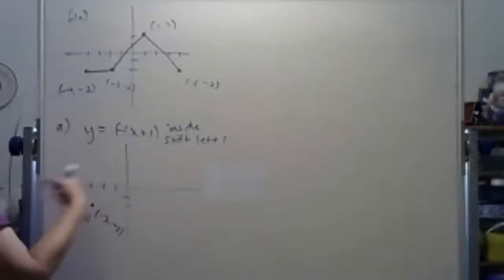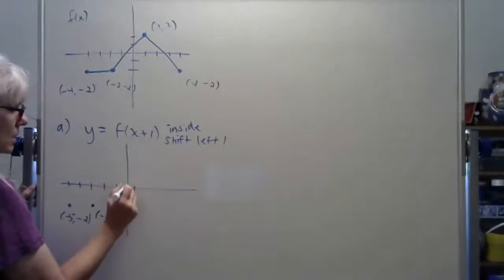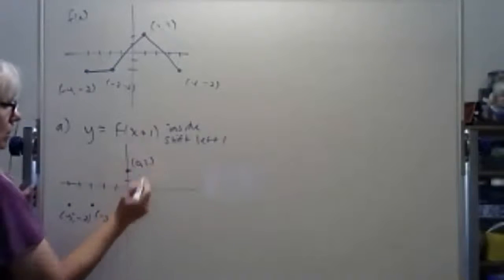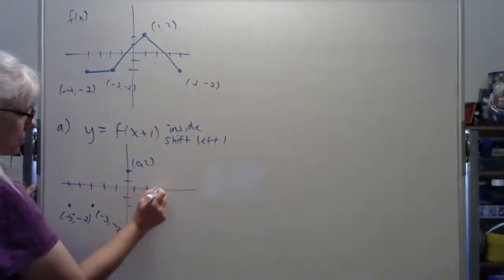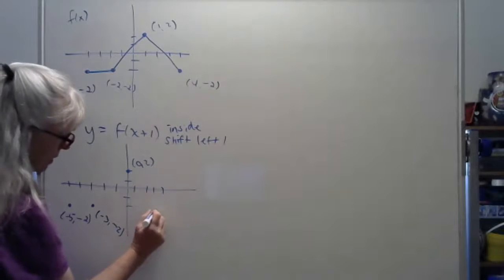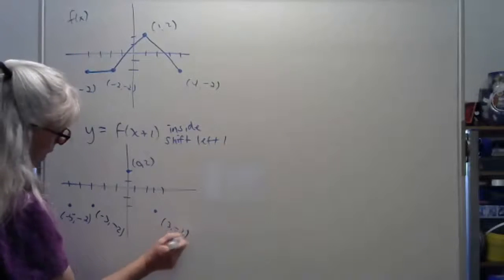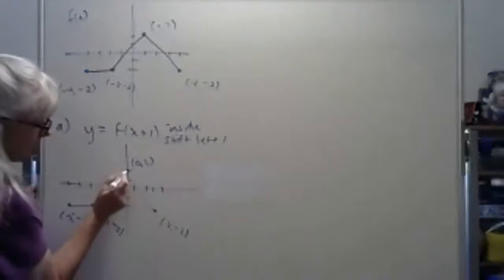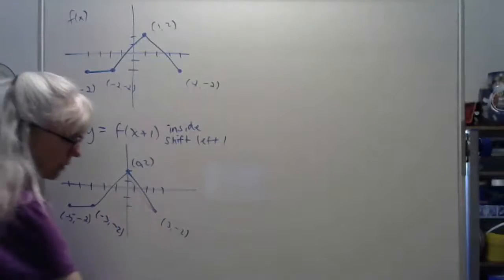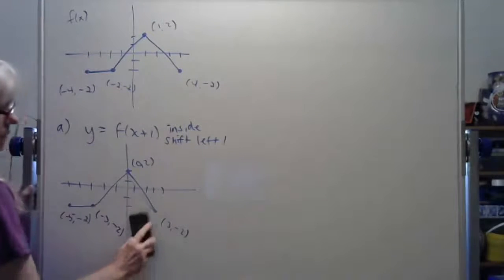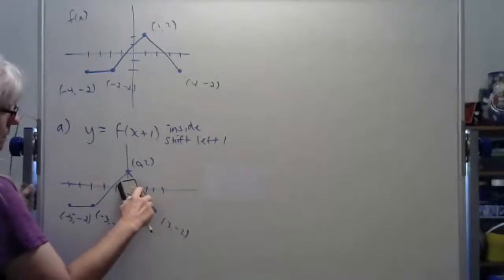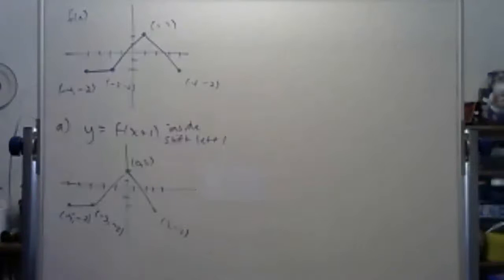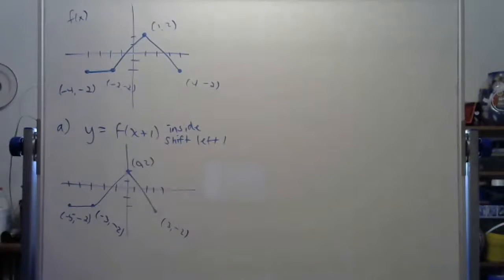So you can see that I've gone left. The point that was at 1, 2 is now going to be over here at 0, 2. And the point that was at 4, -2 would now be at 3, -2. Again, you don't have to label the points. It's just mainly so we can talk about it and see how I'm doing it. So, yay! Any comments or questions about that?